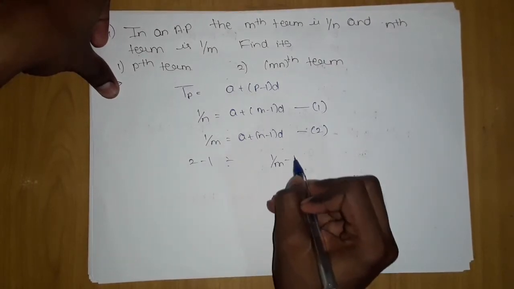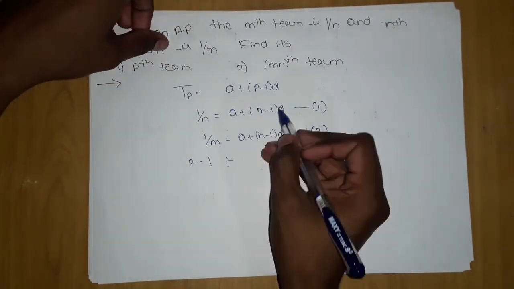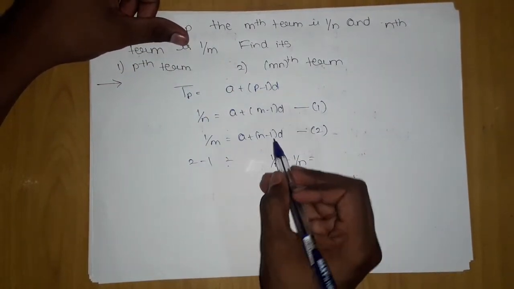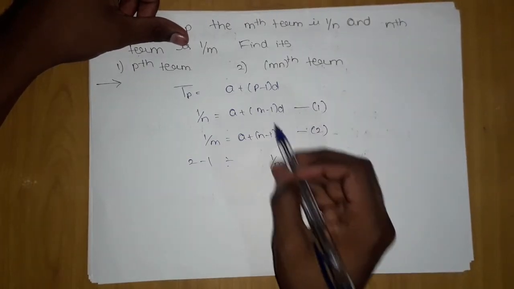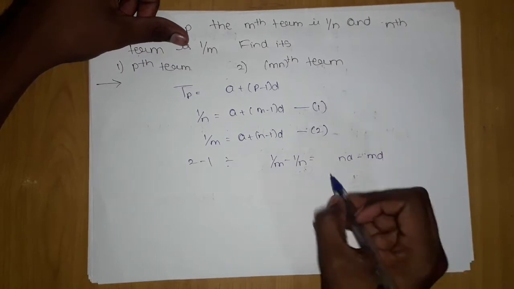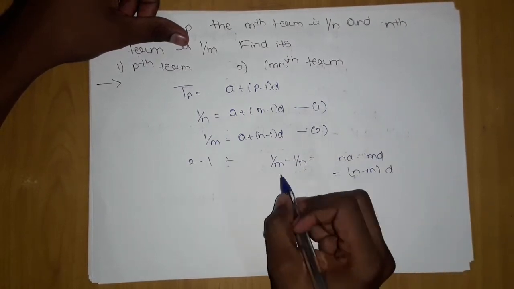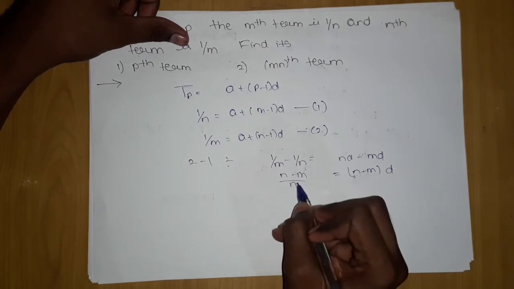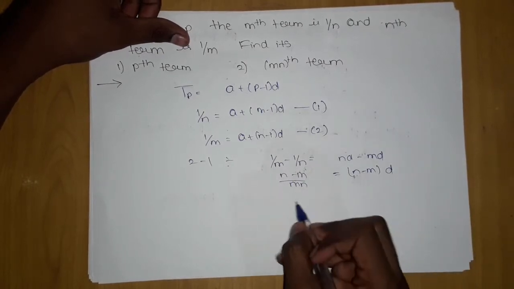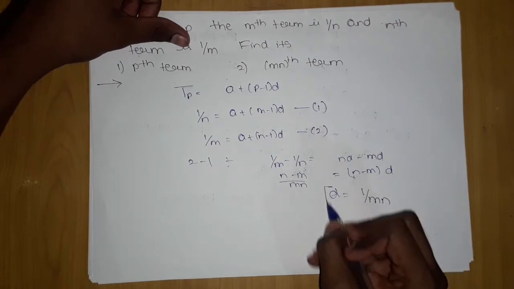1 by m minus 1 by n is nothing but, when we subtract nd minus md, these two will cancel out, which will give me nd minus md. In the end, we have n minus m into d, and here we have n minus m upon m into n, and these two will cancel out, which will give me d equals 1 by m into n. Now we got our d.